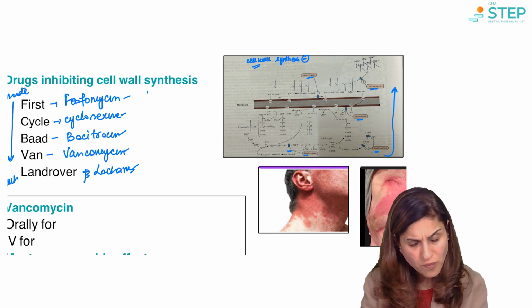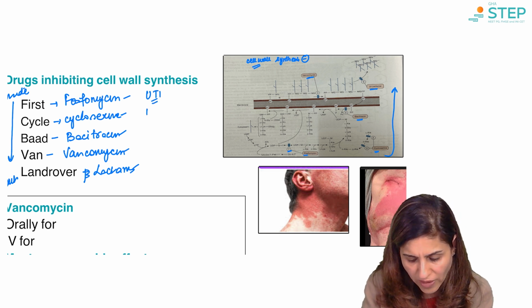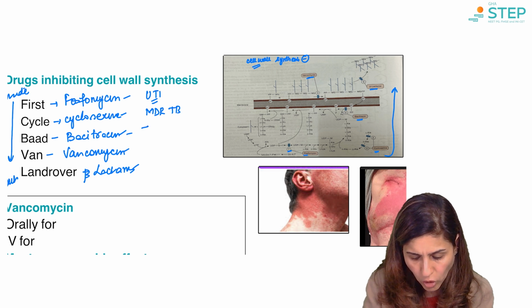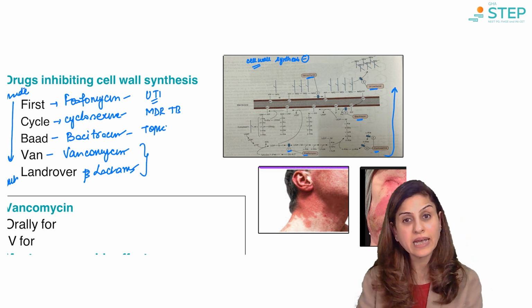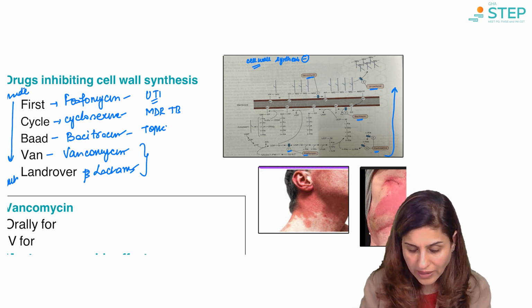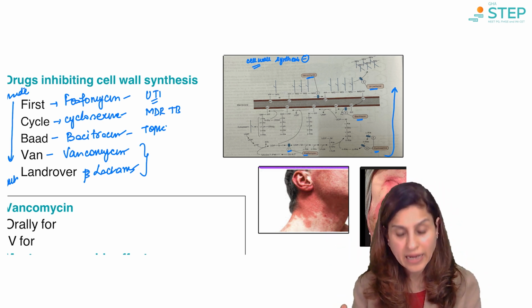Right? So fosfomycin is not much used currently. Basically, it is only used for management of UTI. Cycloserine you will find also in the management of MDR TB. Bacitracin is another topical drug that is being used. These two, vancomycin and beta-lactams. So vancomycin is acting on the second last step, just before the beta-lactams.